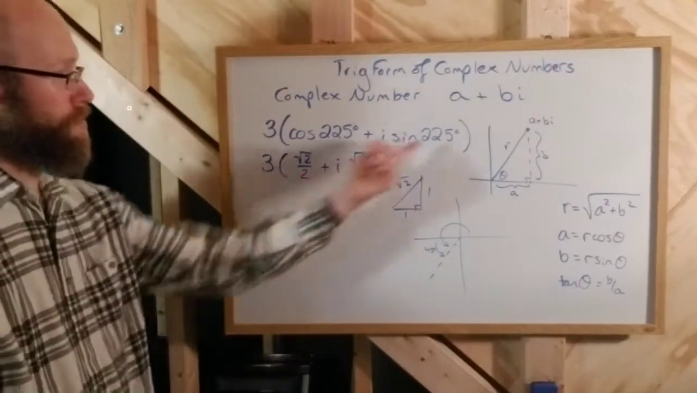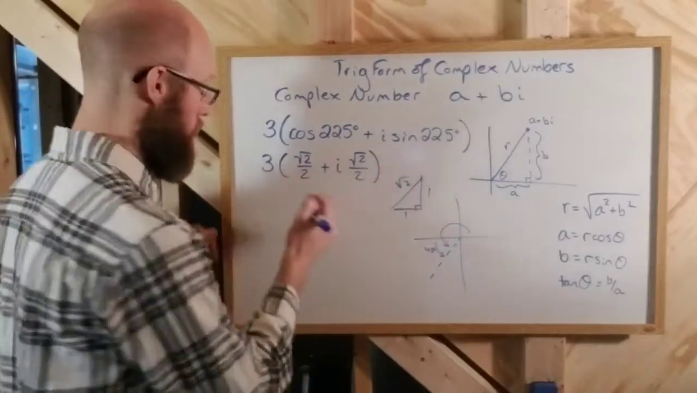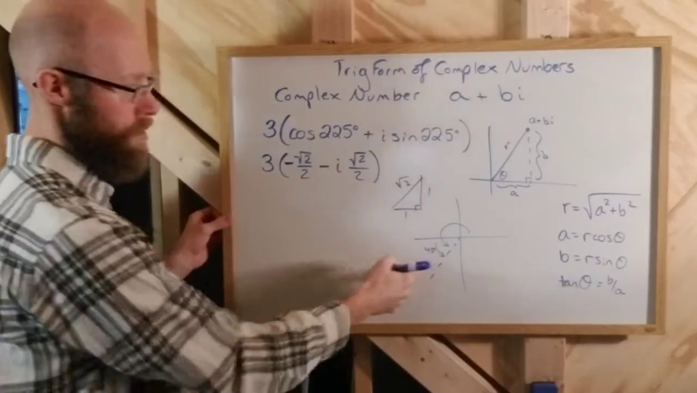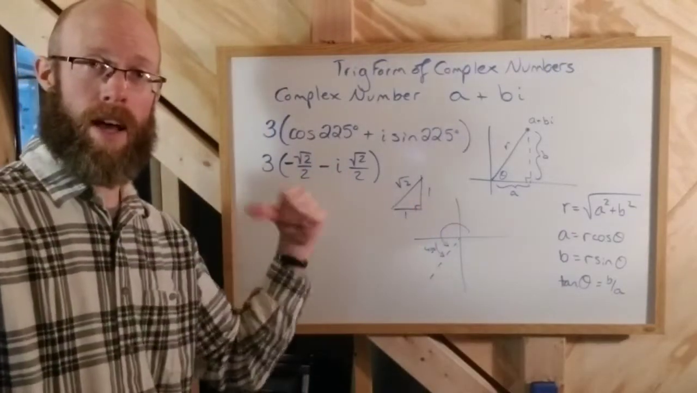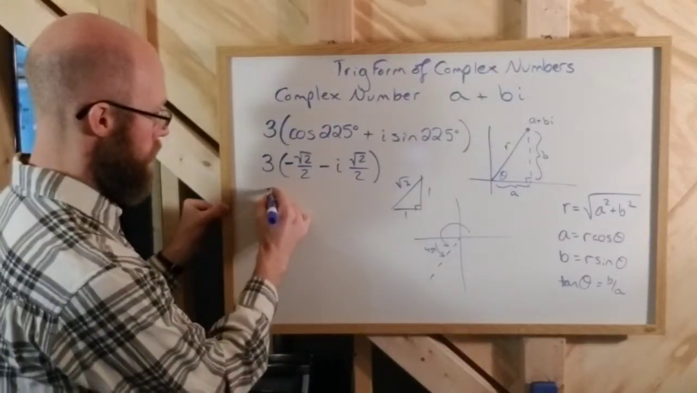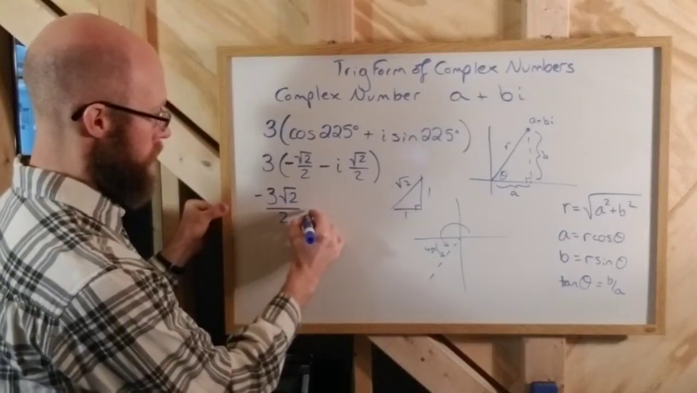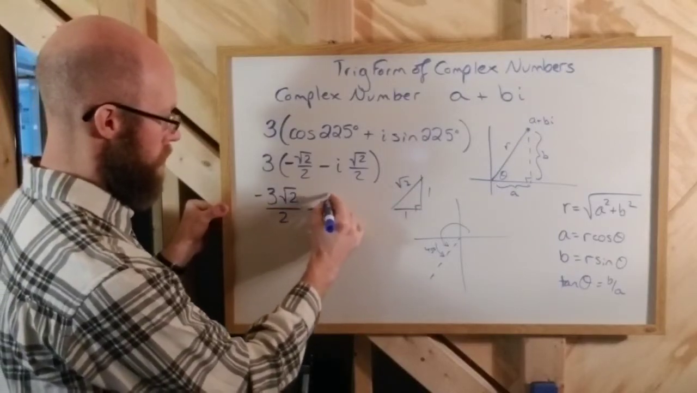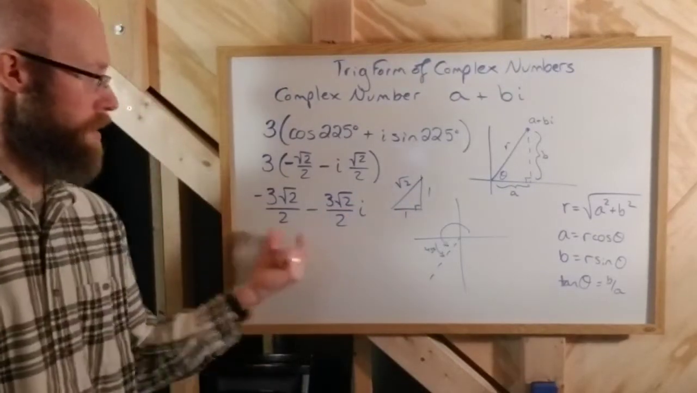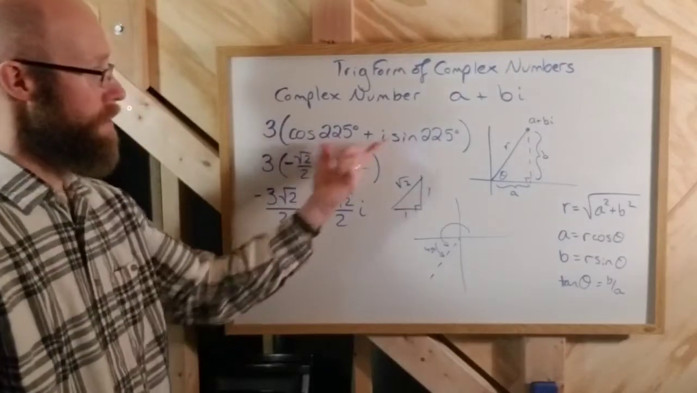So both of those are root 2 over 2 because it's a 45-degree angle. Oh, but it's negative. I said it, but I didn't write it. They should both be negative because they're in the third quadrant, right? The X and the Y are both negative. And then we distribute the 3 in, so we get negative 3 root 2 over 2 minus 3 root 2 over 2 times I. That would be the A plus BI form of that trig form.